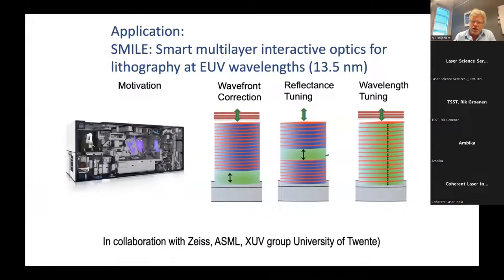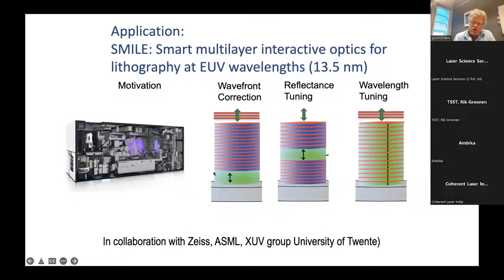There are a few ways to do wavefront correction. One easy way, and this is actually what we did, is to build pistons underneath this Bragg reflector in such a way that you can manipulate the top surface by a few nanometers, and you would be able to do a wavefront correction already. You can also do reflectance tuning if you have two Bragg mirrors that you can change the position in between. And of course, most optimal would be wavelength tuning, but then you need to control the individual distances in the Bragg reflector. And still imagine that these layers are only a few nanometers thick. That is, of course, very difficult.